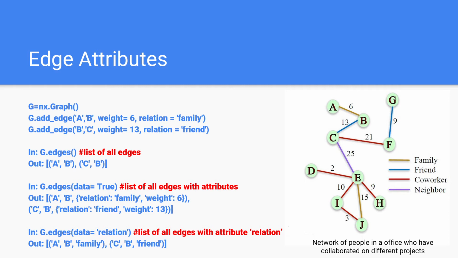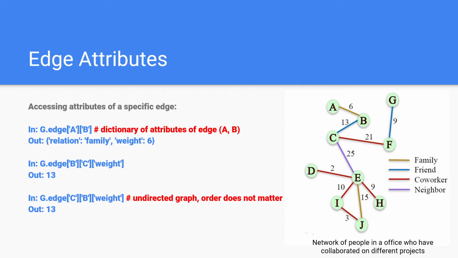And if we want to get only a certain kind of attribute, for example the attribute of weight or relationship, we need to specify within the edges function which attribute we want to print. For example, in case we want to print the list of all relationships, we just input data equal to relation. Now, if we want to print the weight values or the strength of the relationship, we just type data equal to weight.